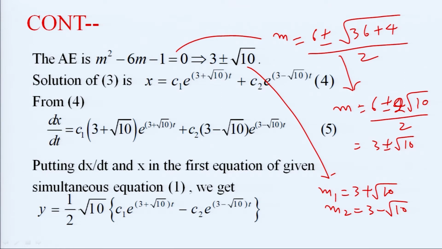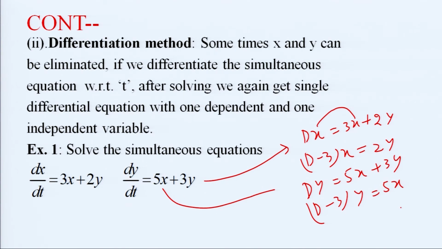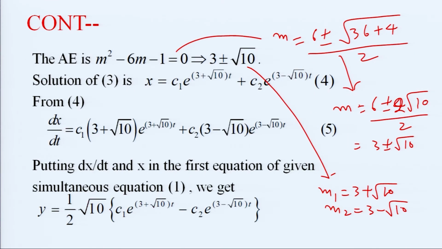Putting dx by dt and x in the first equation, that is dx by dt minus 3x is equal to 2y, we get y is equal to 1 by 2 root 10 times c1 e raised to the power 3 plus root 10 t minus c2 e raised to the power 3 minus root 10 t. This is the solution, so we obtain x and y.